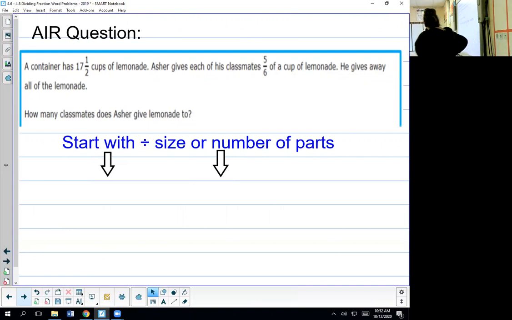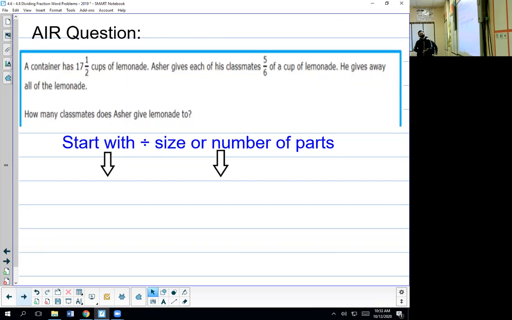A container has 17 and one half cups of lemonade. Asher gives each of his classmates 5/6 of a cup. Wow, he's gypping them. They don't even get a cup. Rude. Rudy Tuesdays. I always like to say that. How many classmates does Asher give lemonade to? So we can't have a fraction of a person, right? Because that wouldn't make any sense. So chances are this is going to be a whole number.